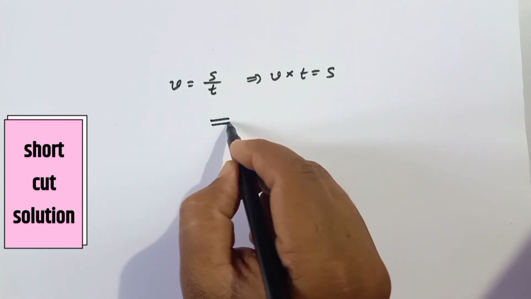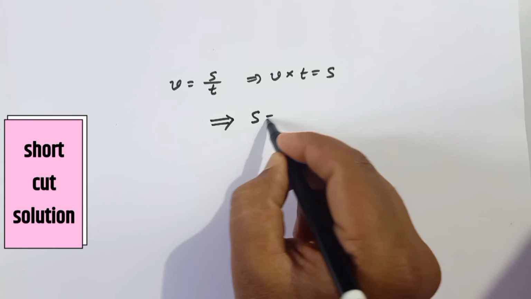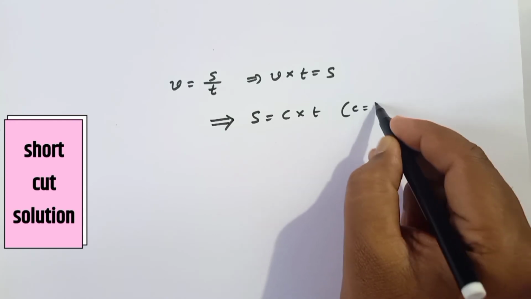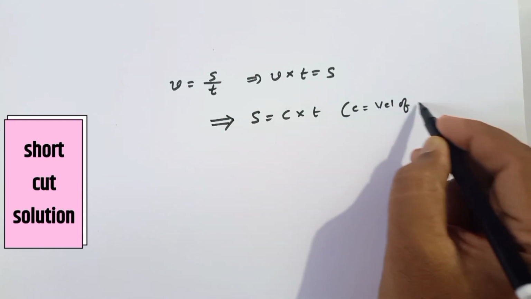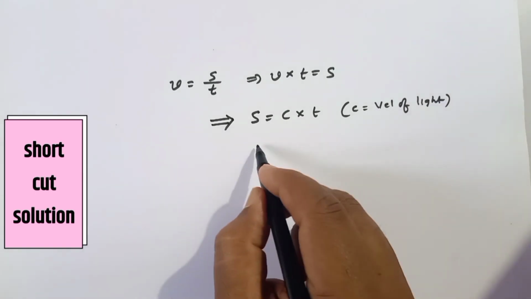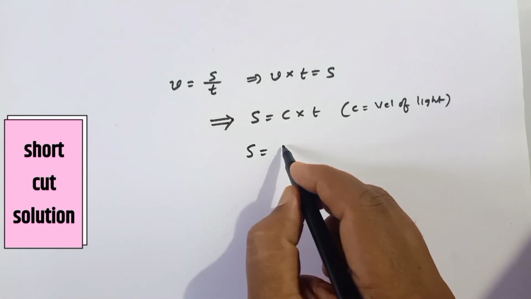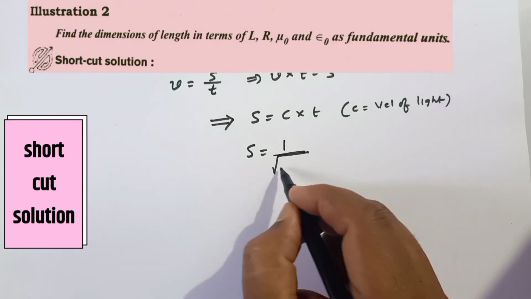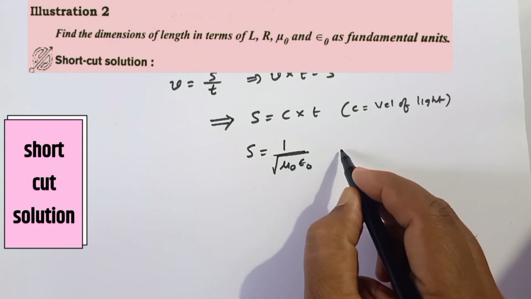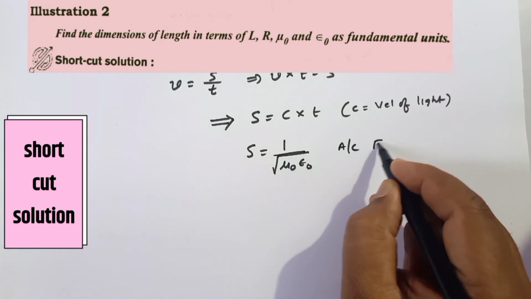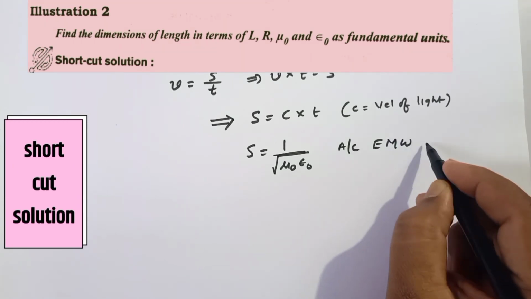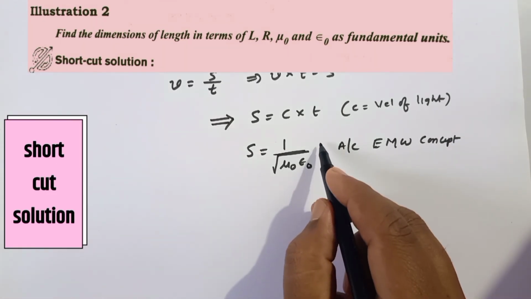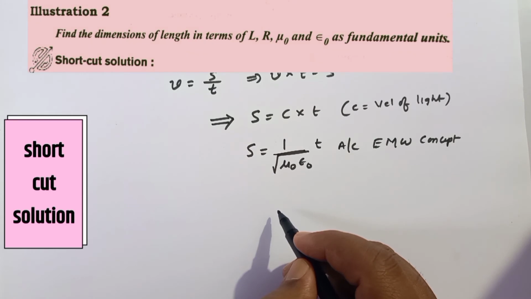So therefore displacement is equal to velocity, and can we take velocity of light here into time? Yes. Then velocity of light is nothing but 1 by square root of mu naught epsilon naught, according to the chapter called electromagnetic induction. If you see the chapter, there is a formula given there. So displacement is replaced with 1 by square root of mu naught epsilon naught, and time t you will write like that only.